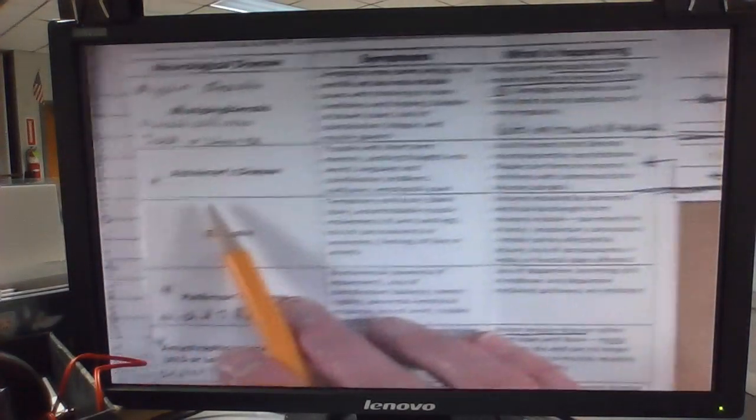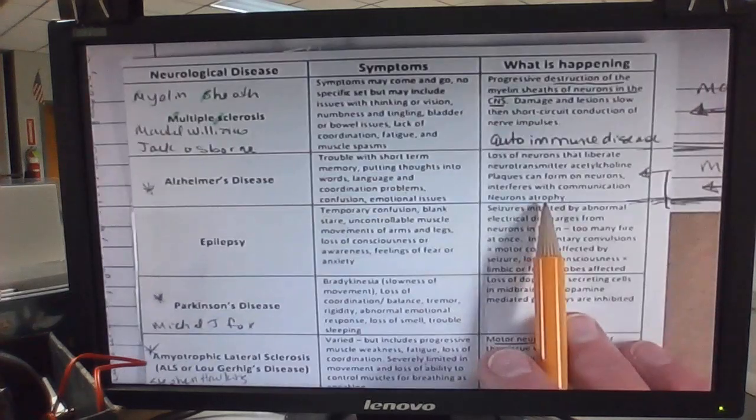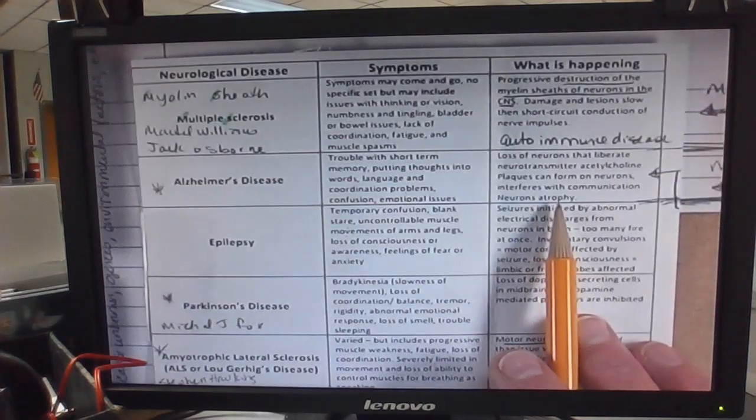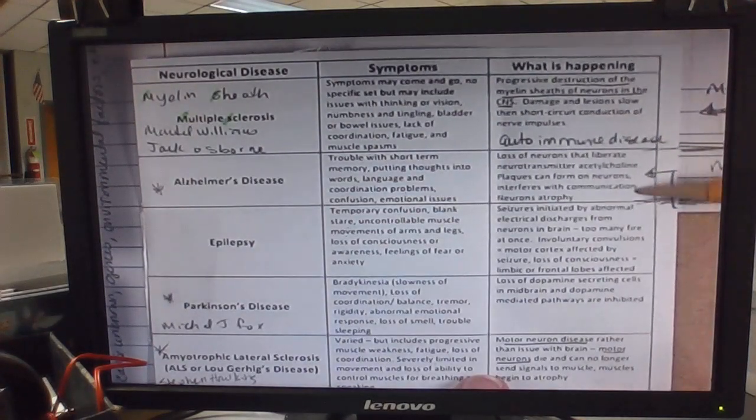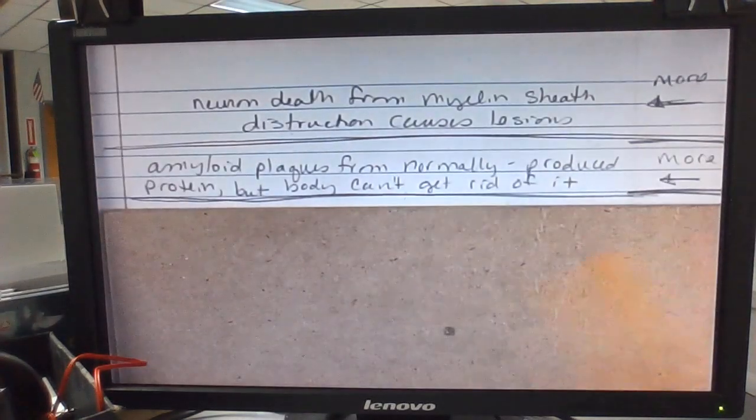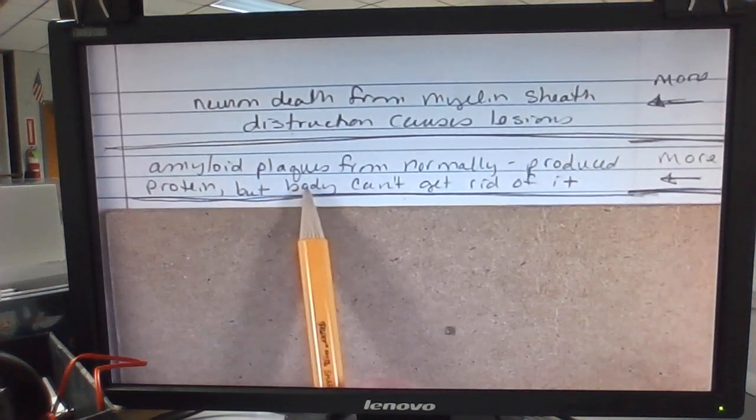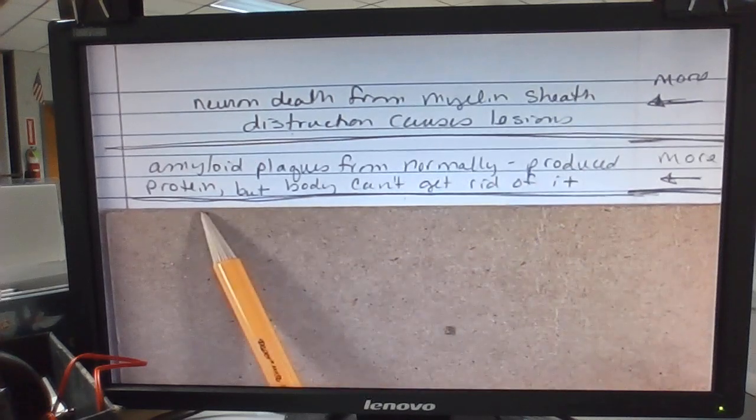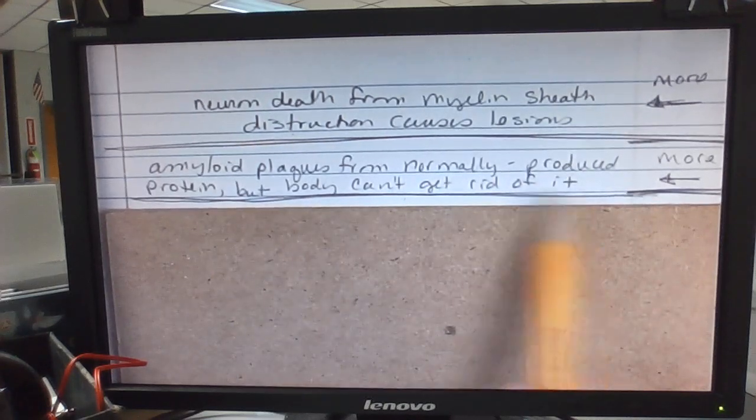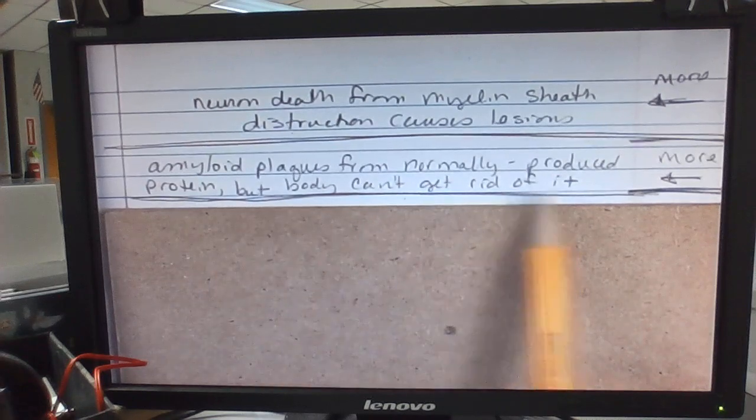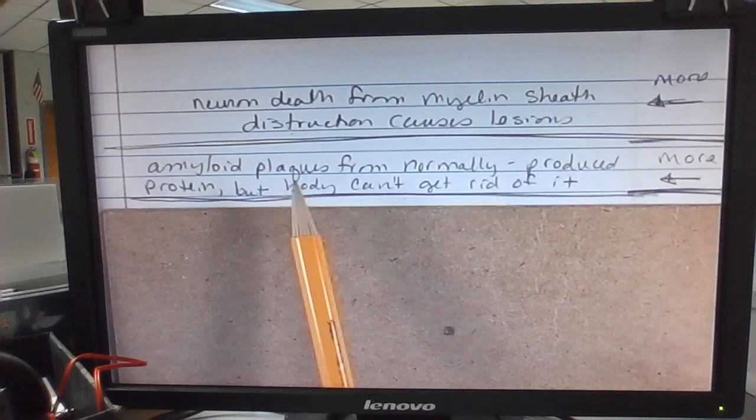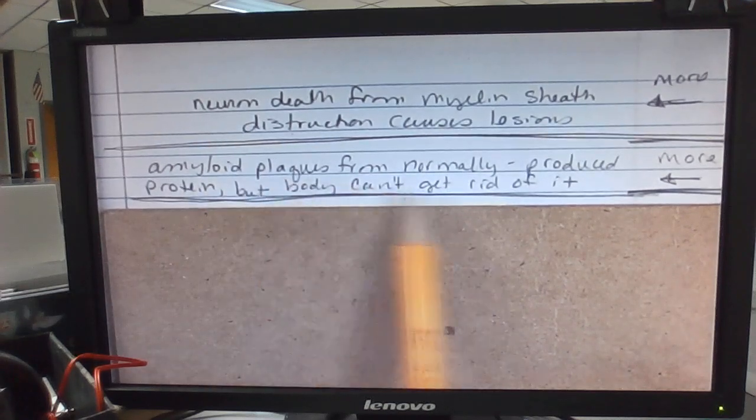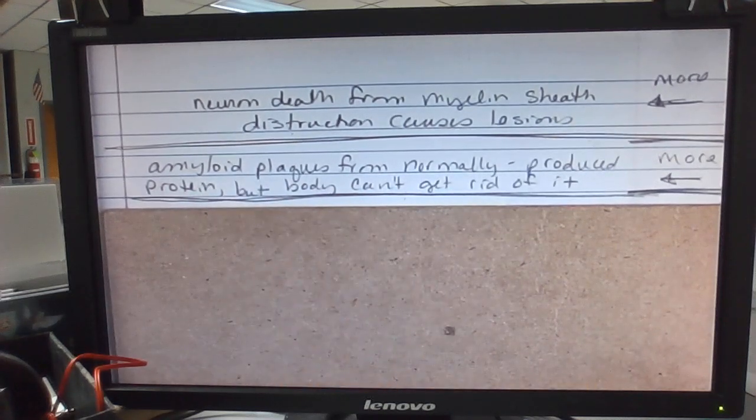Alzheimer's disease, talked about that a little bit. Plaque builds up. We have loss of nerve signal that goes through, loss of communication. Got some more information on Alzheimer's. Amyloid plaques from normally produced protein, but the body can't get rid of it. So these are proteins that your body's normally producing, but your body can't clean them out, and so they end up sticking together and forming plaques.